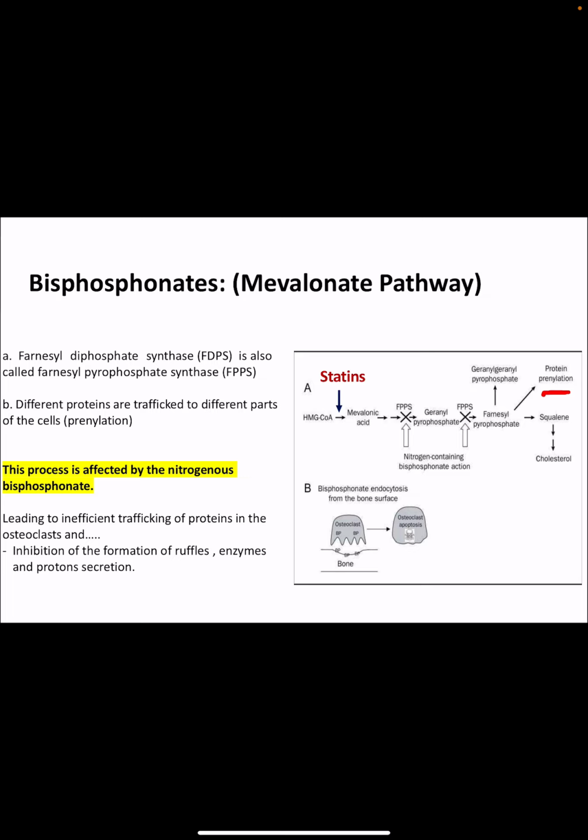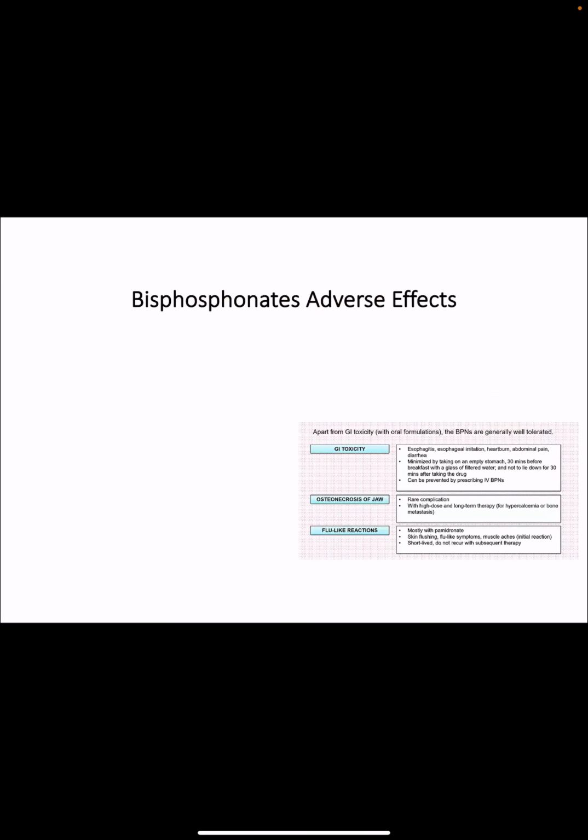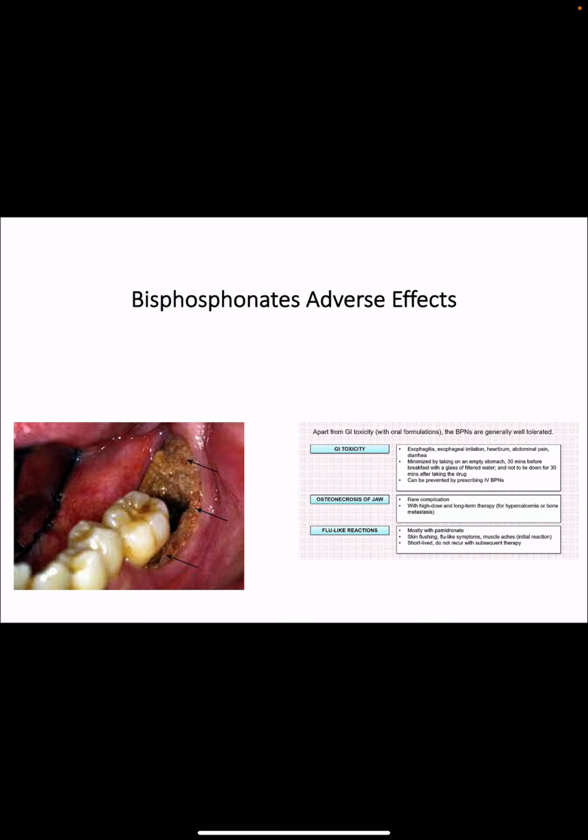So overall effect of bisphosphonate: it reduced osteoclastic activity, decreased osteoclast progenitor development and recruitment, and promoted osteoclast apoptosis. Okay? That's the overall. The adverse effects: listen, since we're talking about a drug that is really toxic for the esophagus, esophagitis is one of the GI toxicities. Esophageal irritation, heartburn, abdominal pain, diarrhea. So we think GI when we think of bisphosphonate.